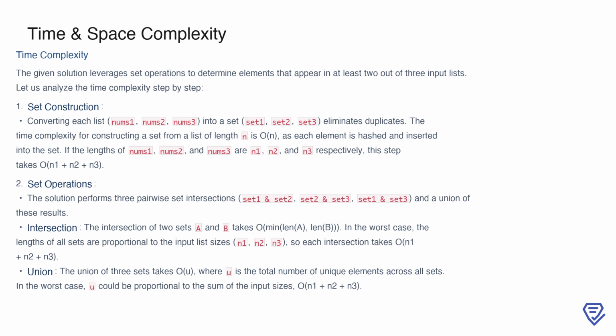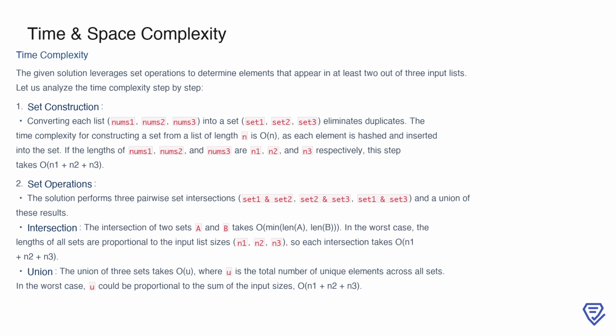This operation involves hashing and inserting each element into the set, which takes linear time with respect to the size of the list. If the lengths of nums1, nums2, and nums3 are n1, n2, and n3, the total time spent on this step is O(n1 + n2 + n3).